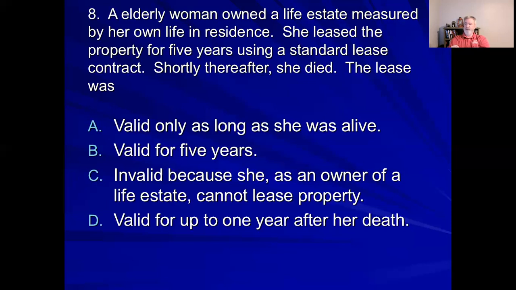So let's see what's the right answer. A, it is valid only as long as she was alive. B, valid for the 5 years. C, invalid because she, as owner of a life estate, cannot lease property. And D, valid for up to 1 year after her death. All right, let's break them down. In fact, let's start at the bottom and work our way up on this one.